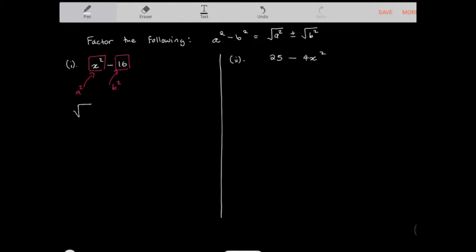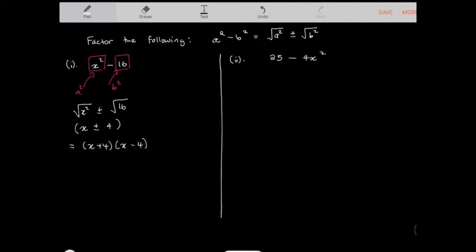So the square root of a squared is the square root of x squared, plus minus the square root of b squared, which is 16. The square root of x squared is x, plus minus the square root of 16, which is 4. Now the plus minus just tells us that there's going to be two factors. One of the factors is x plus 4, and the other factor is x minus 4. And that's how you factor this out.